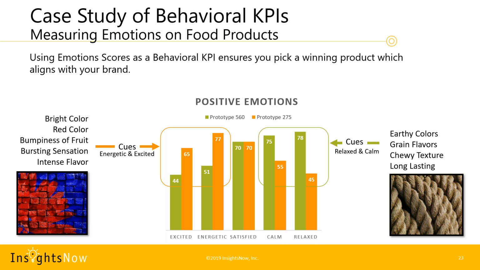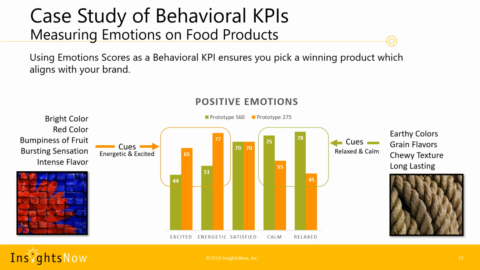Whereas with the other product, prototype 560 in green on the right-hand side here, it was much more about the wrapping that was really focused. So less filling in this particular product, which is why it was less noticed, but also a slightly different wrapping. So you had more earthy, grain, chewy texture, long lasting, and that created a sense of calming and relaxing.